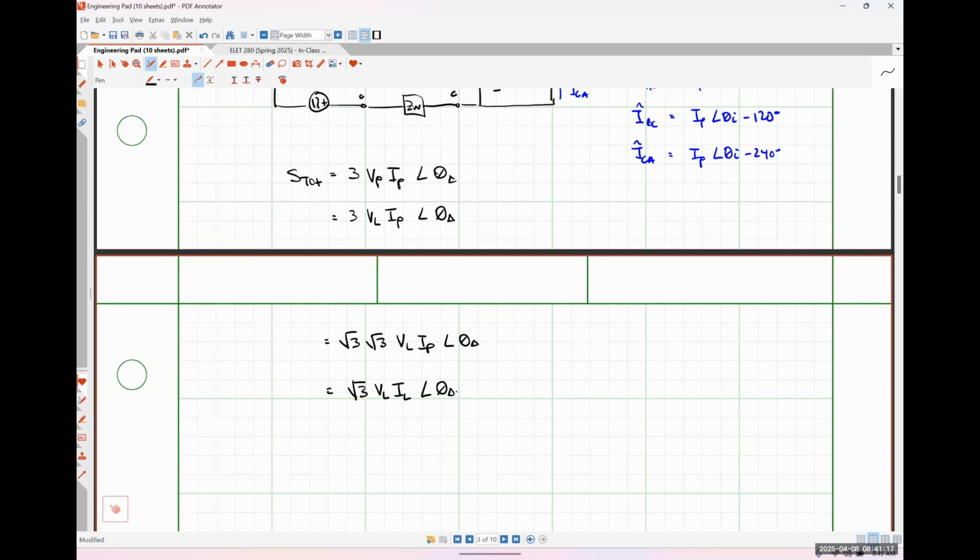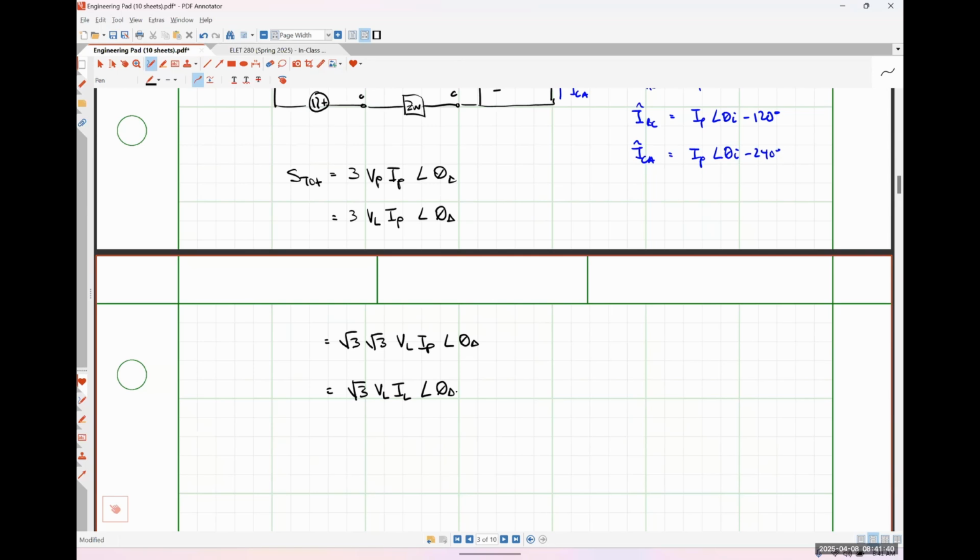So essentially, what I'm trying to get at here is that it literally doesn't matter if we have a Y-connected load or a delta-connected load. As long as we can figure out either the phase voltages across the load or the line voltages across the load, the phase currents through the load or the line currents through the load, and the angle of the impedance, we can calculate the complex power, regardless of how things are actually configured.